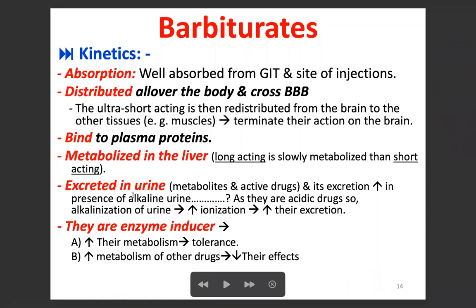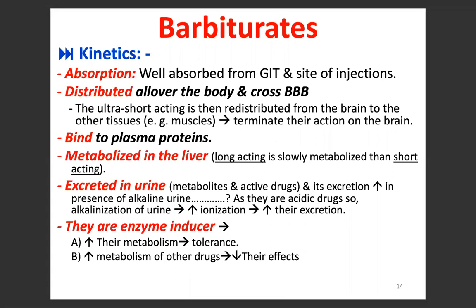Generally it is excreted in the urine, and that's why its excretion increases in the presence of alkaline urine, because barbiturates, or another name barbituric acid, are acidic drugs. So alkalization of the urine increases the ionization of the drug and increases its excretion. This concept is useful in the management of acute barbiturate toxicity.